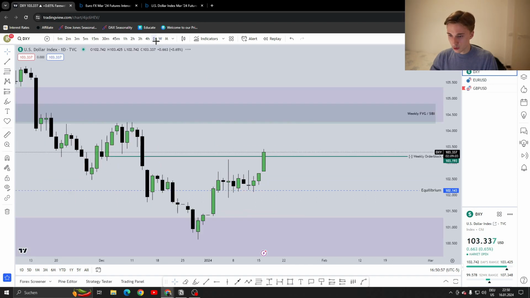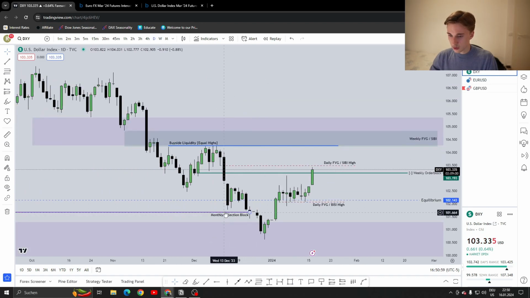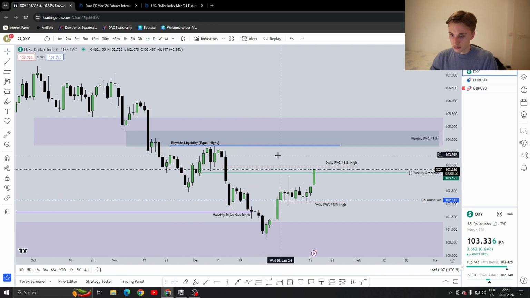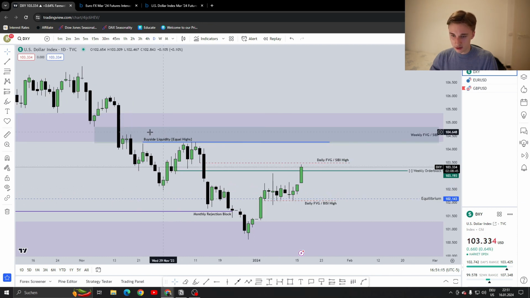And now if we go into the daily chart, you can see we have the monthly rejection block from the monthly time frame, traded below it, and saw a market structure shift right here. What you can also see on the daily time frame are these equal highs, which we can target. For now, first target for the week is our daily fair value gap, SIBI high. We want to see this fair value gap filled in, and then if we can stay above this SIBI high, we can also target the buy side liquidity right here, the equal highs.